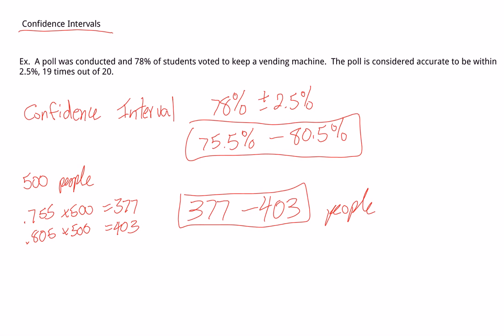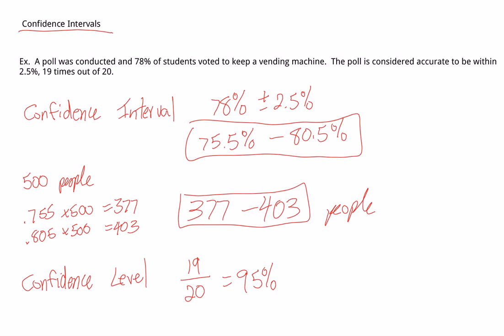The only other bit of data that's given is the confidence level, and the confidence level is the 19 times out of 20. So when it asks what is the confidence level, basically we're saying 19 times out of 20 we should get these results. If we do that as a percentage, 19 out of 20 is 95%. So that means our confidence level is 95.